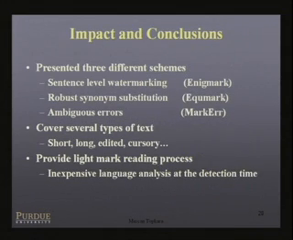Okay, so I want to mention a few things that I have told you about and some of the impact of this work. I have presented to you 3 different approaches which are equally powerful and which have assumed different scenarios. The first one is Equmark, the sentence level watermarking one. The second one is Equmark, which is using robust synonym substitution. And the third one that you have heard is Markerr, which is ambiguous errors that you embed into cursory text. We have covered several types of text, like short text, long text, edited text, or cursory text throughout this work.